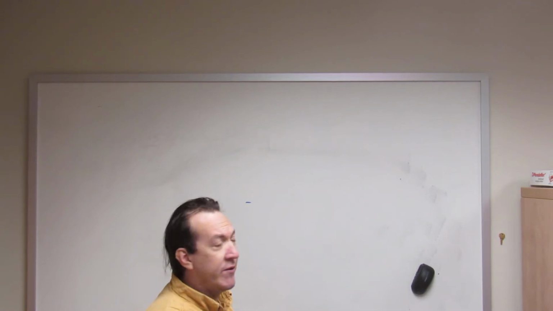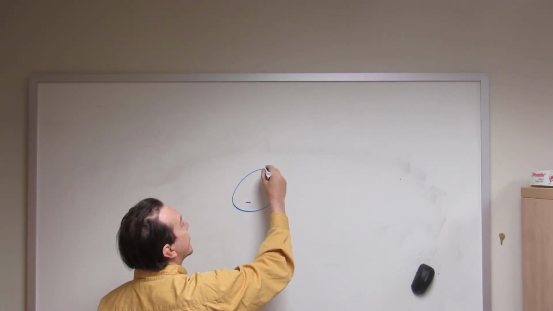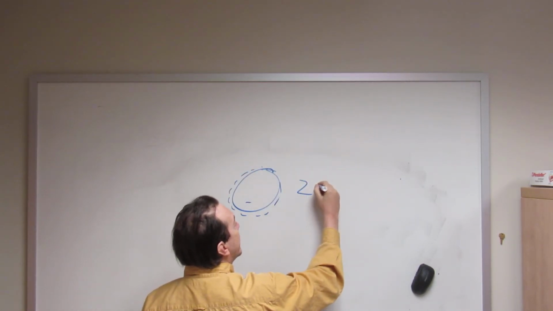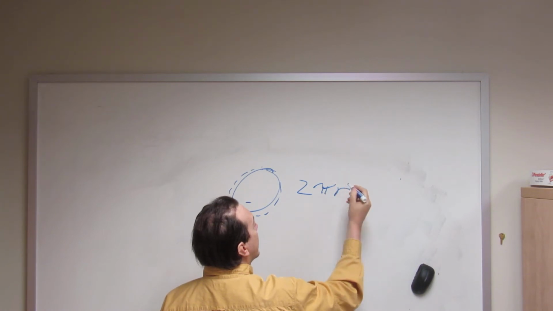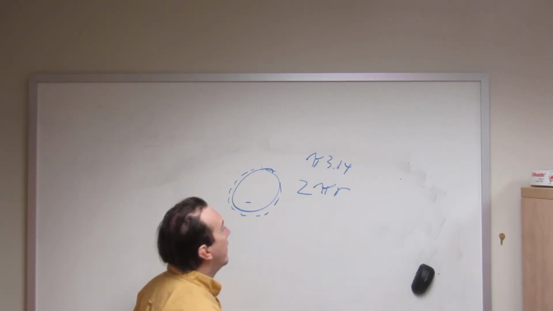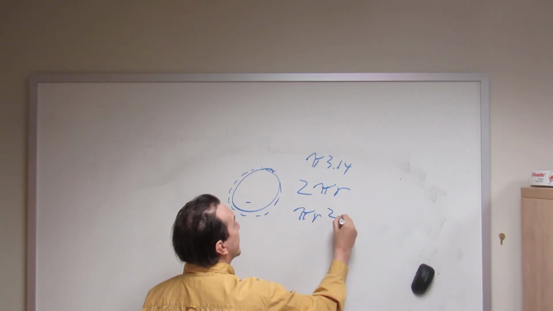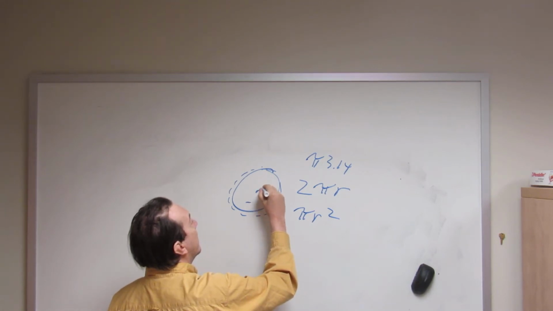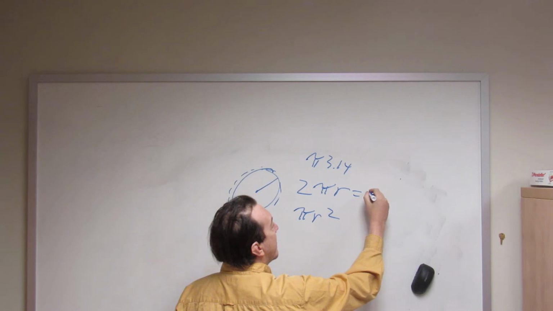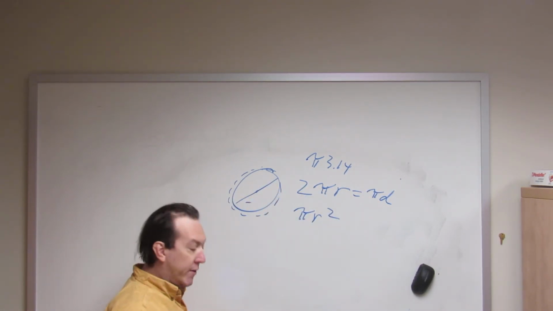The circumference of a circle, if we have a circle and it's asking for the circumference, that's basically the perimeter. It's going to be 2 times pi times r. Pi is 3.14. As for the area, it's pi r squared, and r is the radius. For the circumference, you could also say pi d if they give you the full diameter.